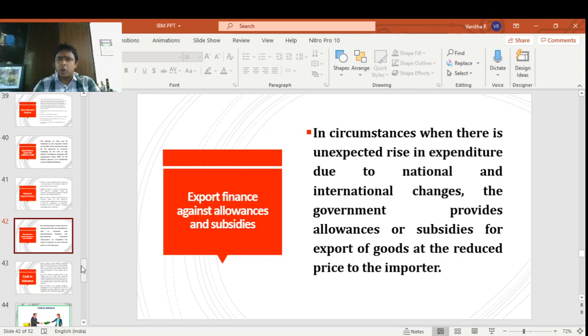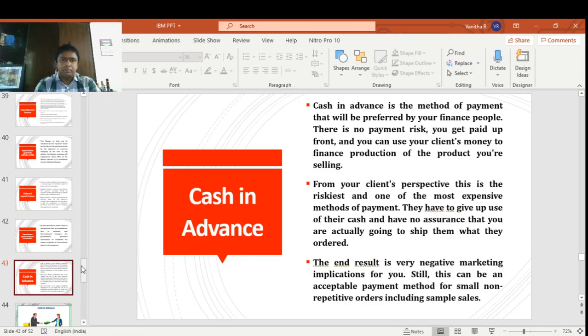This was getting compromised, which is a really nasty thing for any nation. It is like that. So this is about the allowances and the subsidies against the finance against these subsidies which a government provides to your company.